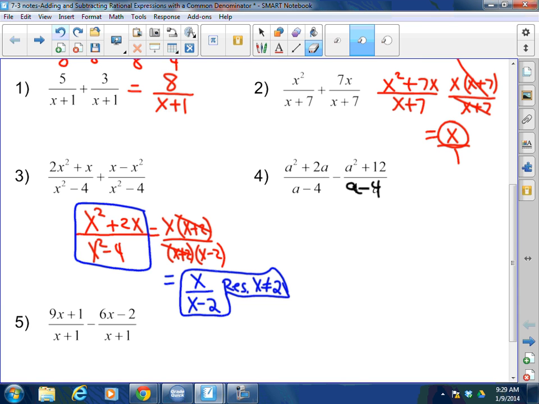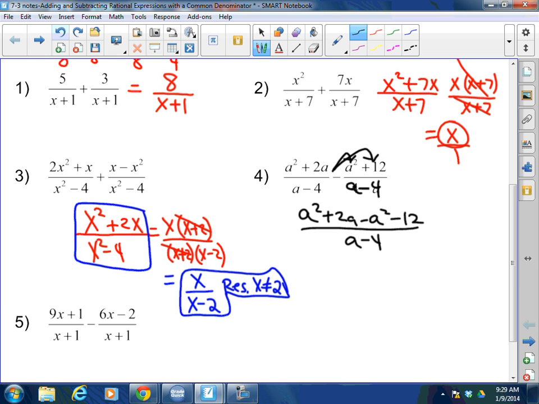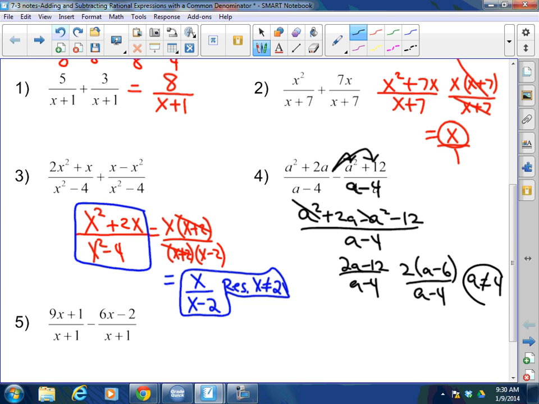This negative is subtracting this whole entire fraction. So that means that negative must be distributed to here and here. So what this is really going to end up being is a squared plus 2a minus a squared minus 12 over a minus 4. And then here that would cancel. You'd get 2a minus 12 over a minus 4. Factor out a 2. So you'd have 2 times a minus 6 over a minus 4 with a restriction of a cannot equal 4. We don't care about the a in the numerator, only in the denominator. Did that make sense? This was a totally different problem, but I wanted to show you what happens with that negative.